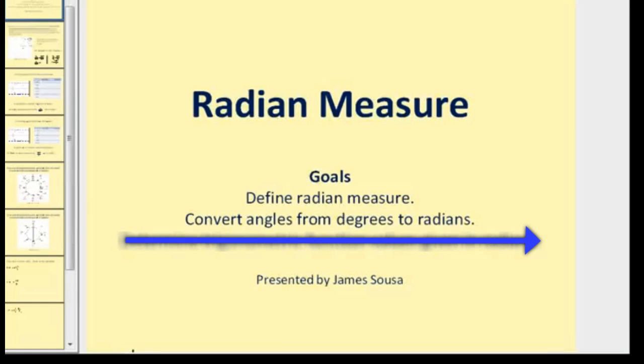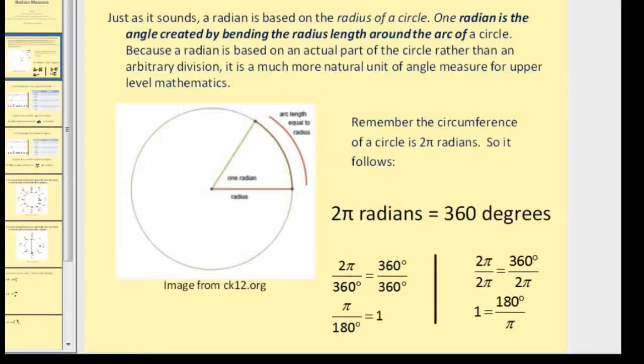Welcome to a lesson on radian measure. The goals of this video are to define radian measure, convert angles from degrees to radians, and from radians to degrees. Just as it sounds, a radian is based on the radius of a circle.